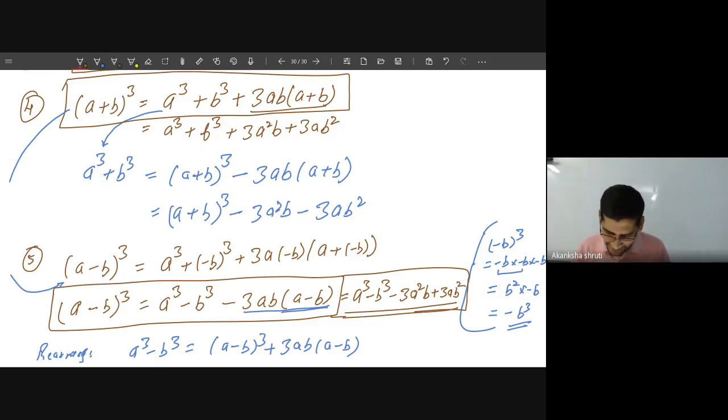But I always advise to keep this form in mind. Okay, that will not give you any wrong answer, or you may not be confused about where to put the positive sign and where to put the negative sign. Okay, students?